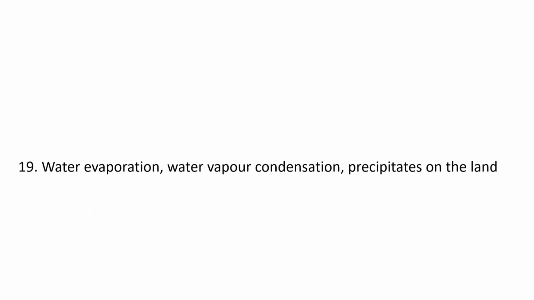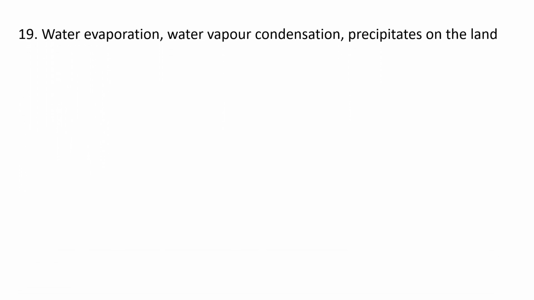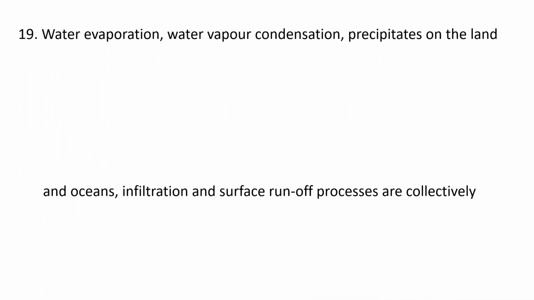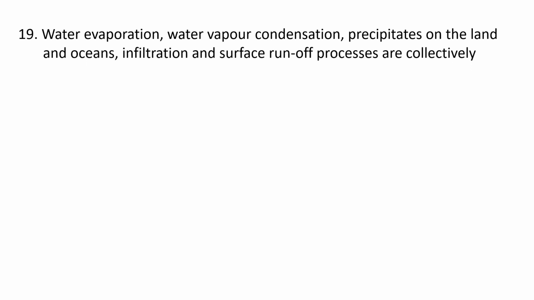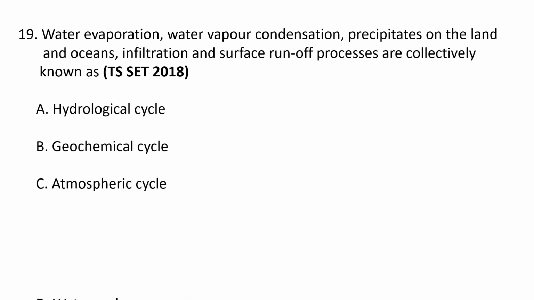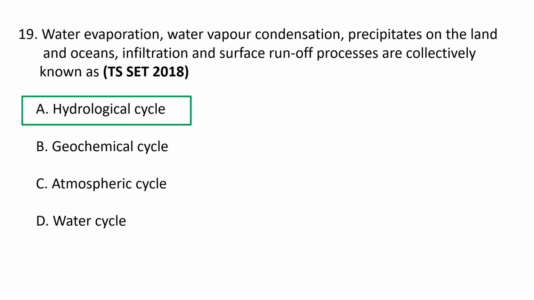Next question. Water evaporation, water vapor condensation, precipitation on the land and oceans, infiltration and surface runoff processes are all collectively known as A. Hydrological cycle, B. Geochemical cycle, C. Atmospheric cycle, D. Water cycle. So the overall process is known as the hydrological cycle. A is the correct answer.